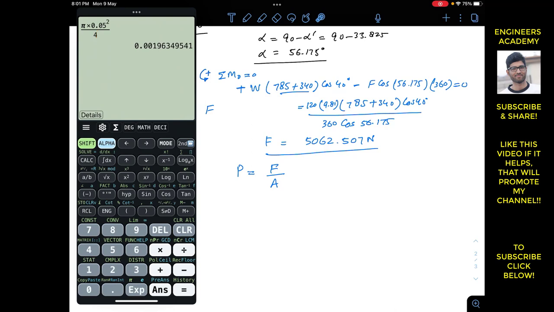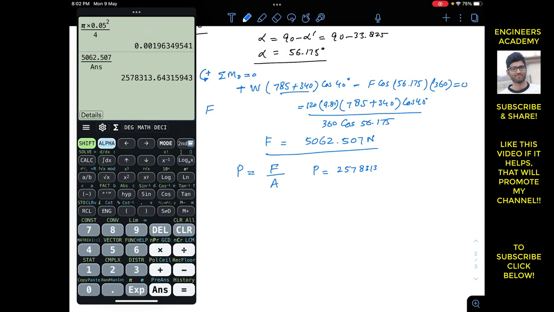Now the pressure is that force divided by area. So now we will write that force is 5062.507 divided by that above area that is saved in answer. So this gives us 257. Let me write that this pressure is 257.8313. Let's ignore the decimal places, right?